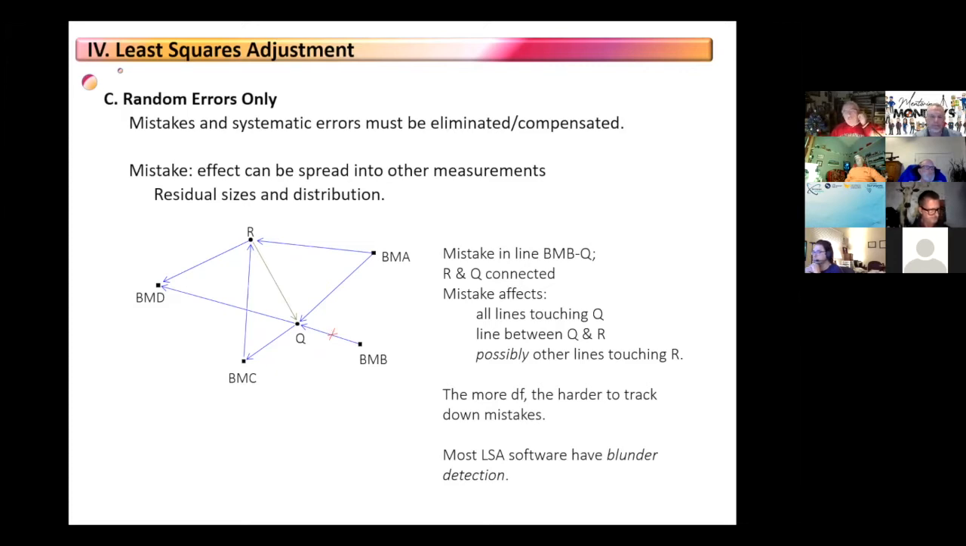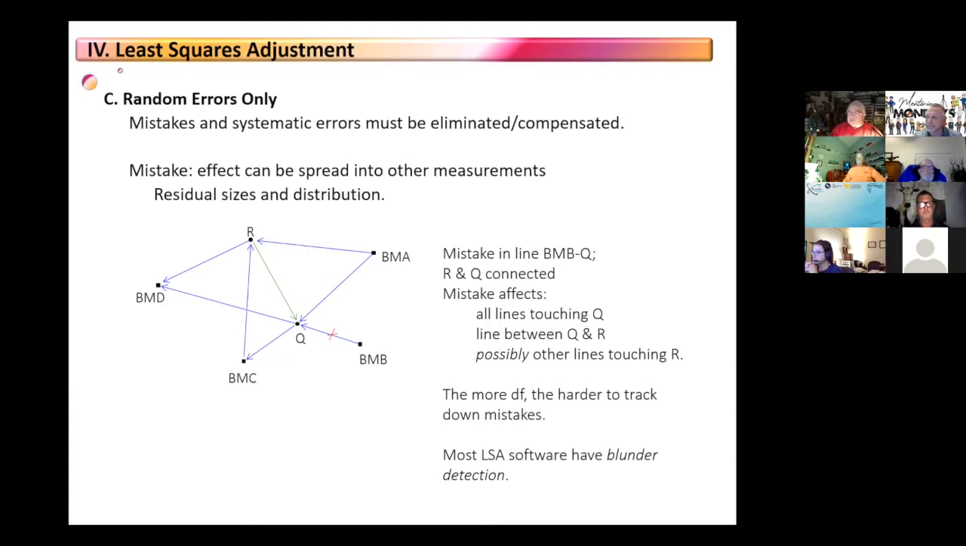Most software, whether it's standalone adjustment software or part of a mapping package or other type of surveying package, will have some degree of blunder detection in it. And what blunder detection does is it goes through and tries out different combinations of these measurements to see if it comes up with some really off-the-wall answers for elevations of points.